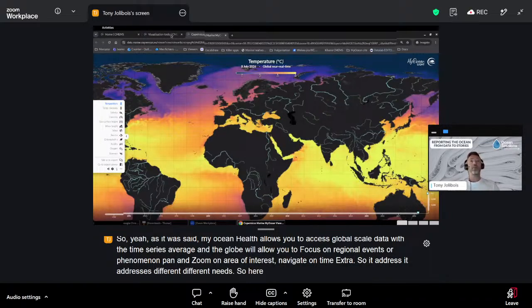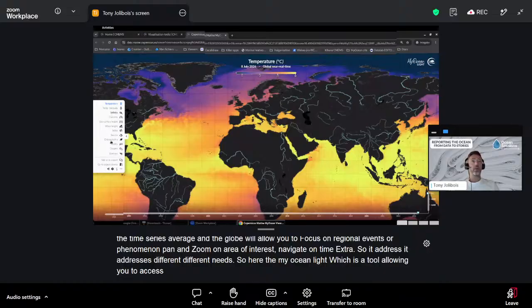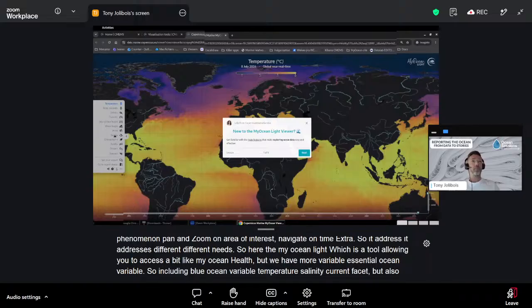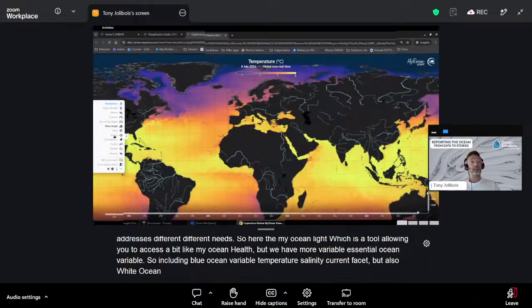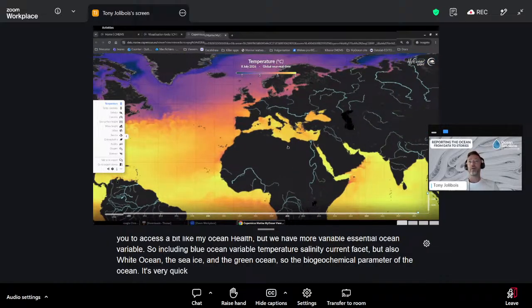So here the MyOcean Lite, which is a tool allowing you to access, a bit like MyOcean Health, but we have more essential ocean variables. So including blue ocean variables: temperature, salinity, current, sea surface height, but also white ocean, the sea ice, and the green ocean, so the biogeochemical parameters of the ocean. It's very quick and easy, I think.